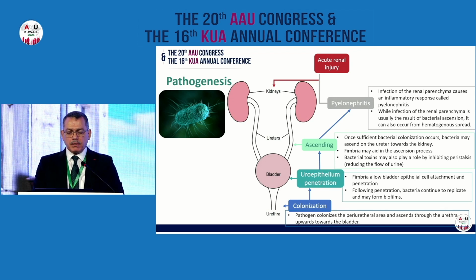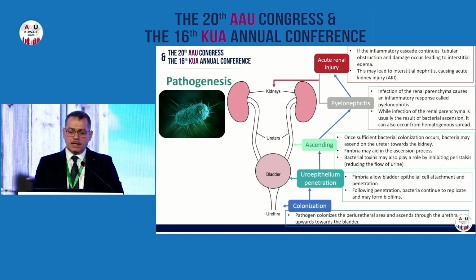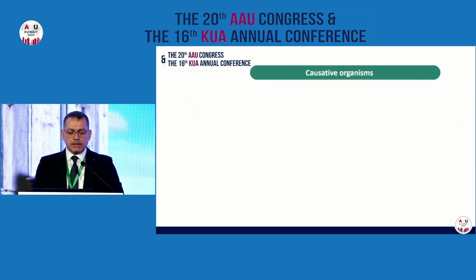If it reaches the upper urinary tract, it leads to infection of the parenchyma, causing pyelonephritis, and if the inflammatory cascade continues, tubular obstruction and damage occur, which may lead to interstitial nephritis, causing acute kidney injury.